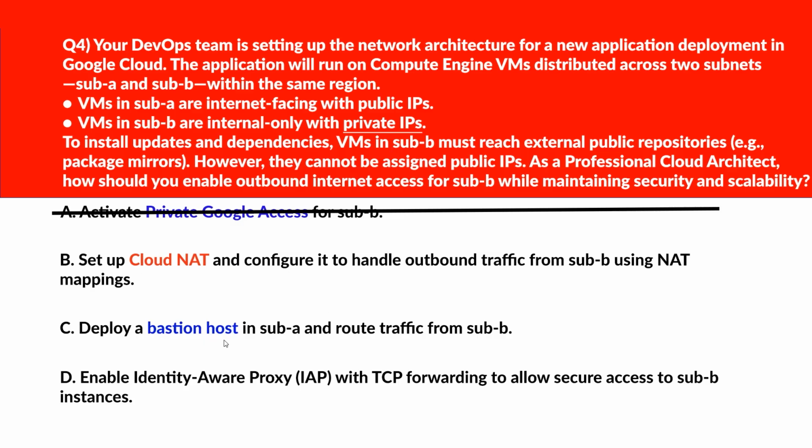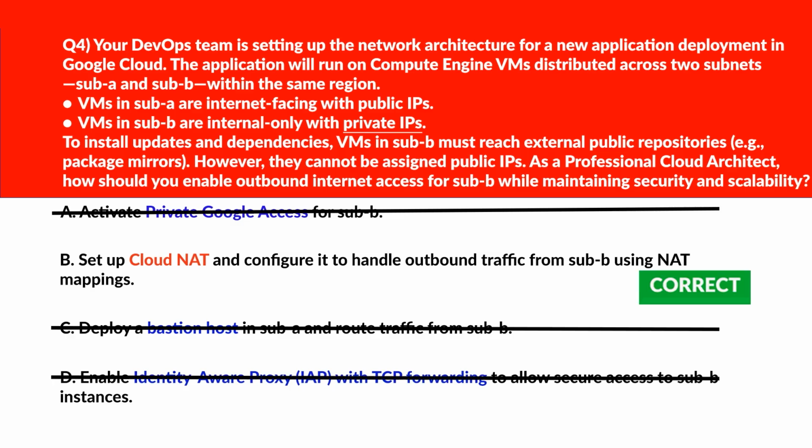C says deploy a bastion host in sub A and route traffic from sub B. Bastion hosts are for SSH access, not scalable or secure for outbound package downloads. Wrong answer. We'll move to D. D says enable Identity-Aware Proxy, IAP, with TCP forwarding to allow secure access to sub B instances. IAP, that is Identity-Aware Proxy, TCP forwarding is used for remote access, not for enabling outbound internet connectivity. Incorrect. We'll lock option B as the right answer.